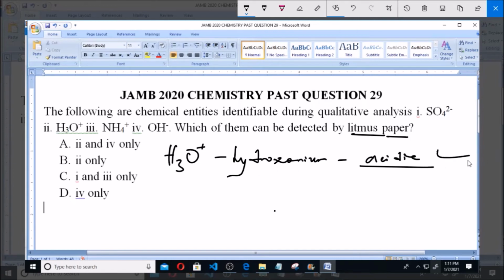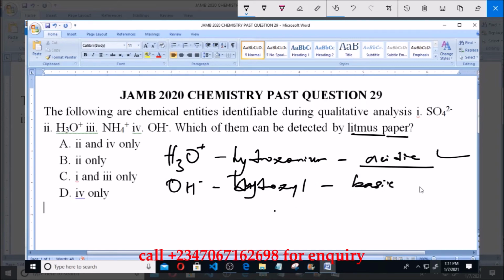By litmus paper. Also, OH minus, known as the hydroxyl ion, is a basic ion because if allowed to dissolve in water it will form an alkali, and so therefore can be detected by litmus paper because it turns red litmus paper blue. So it can be detected by litmus paper.